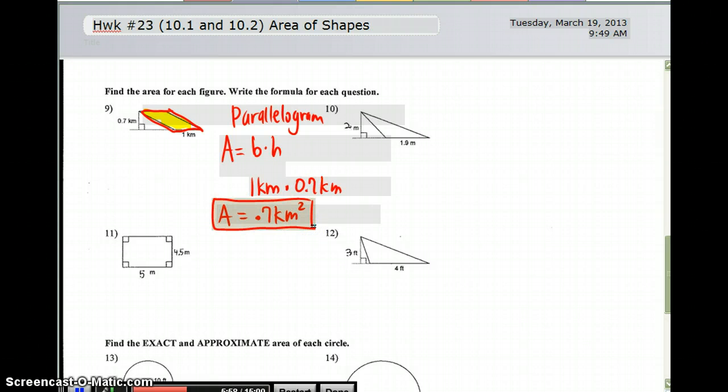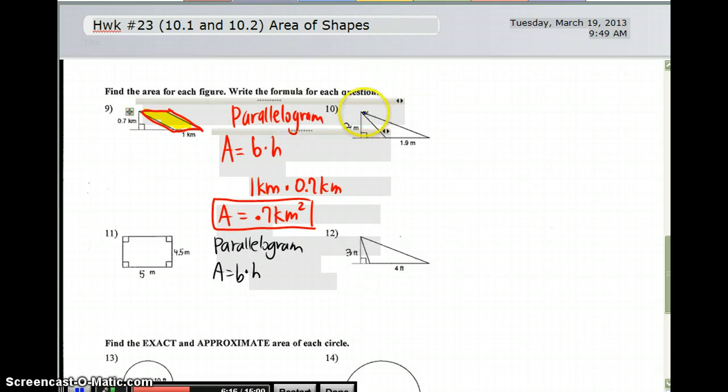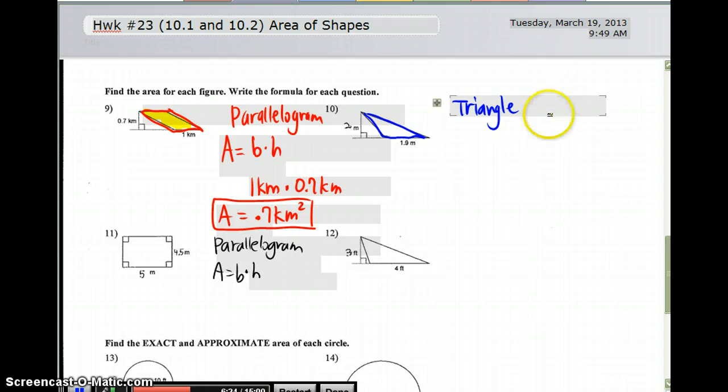Make sure that you know what shape you're finding it for. So just to double check, on number 11, the shape here is going to be a parallelogram, also known as a rectangle specifically, but it's a type of parallelogram. So the formula I want to use is base times height. For number 10, the shape here is right over here, and that's a 1, 2, 3-sided shape. The only 3-sided shape is called a triangle. So my area formula will be base times height, and then later divide by 2.